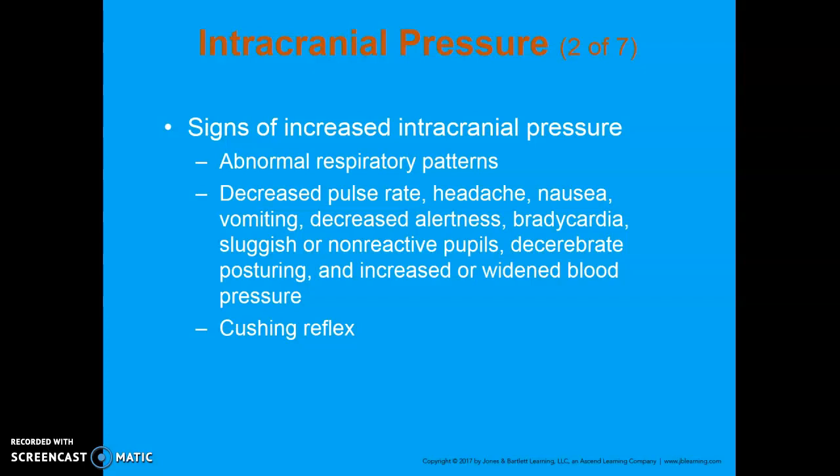Loss of reactivity within the pupils, decerebrate posturing, and increased or widening blood pressure. Decerebrate is where you have muscles that are tensing, but instead of coming in to protect the core, which is decorticate, they go the other way. And then the Cushing's reflex, also called the Cushing's triad. This is an increase in systolic blood pressure, a decrease in the pulse rate, and irregular respirations. If you have all three of those, they are signs of impending herniation.